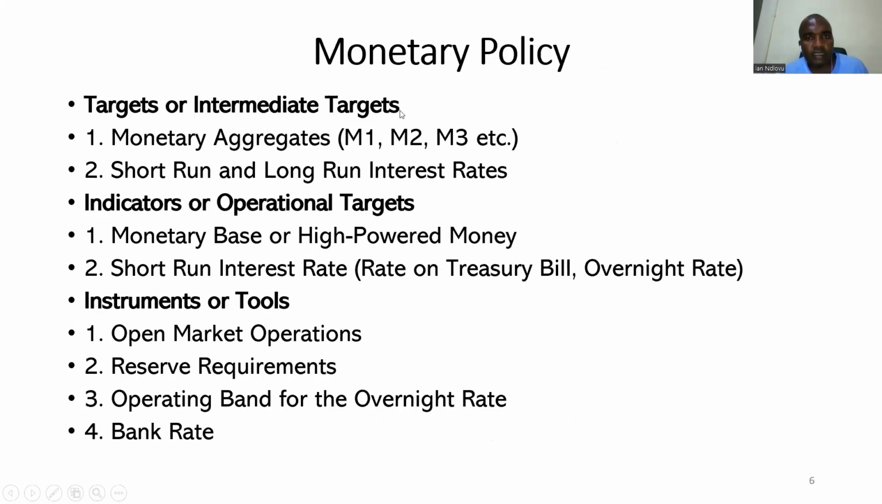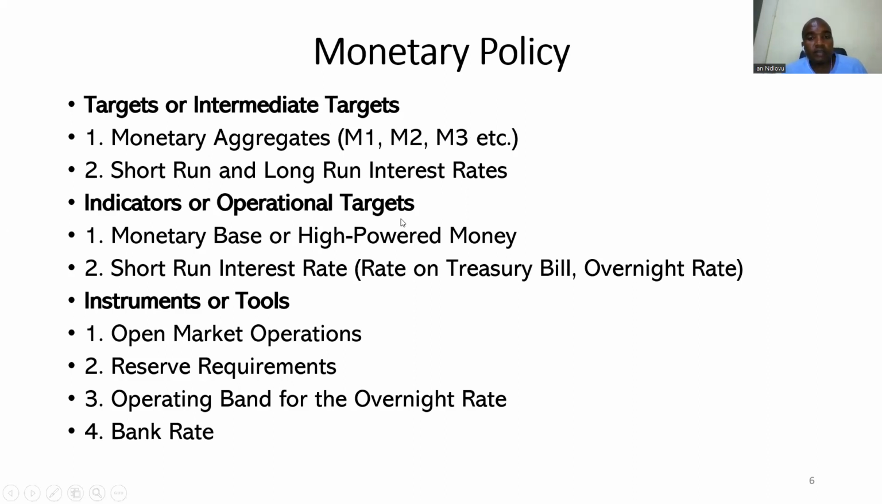So what are the monetary policy targets, including intermediate targets, operational targets, and so on? The monetary policy targets are your money aggregates, like your M1, M2, M3, where M1 and M2 are defined as narrow money, and M3 is defined as broad money. And then the other target of monetary policy are short-run and long-run interest rates, or rather short-run and long-run interest rate dynamics in an economy.